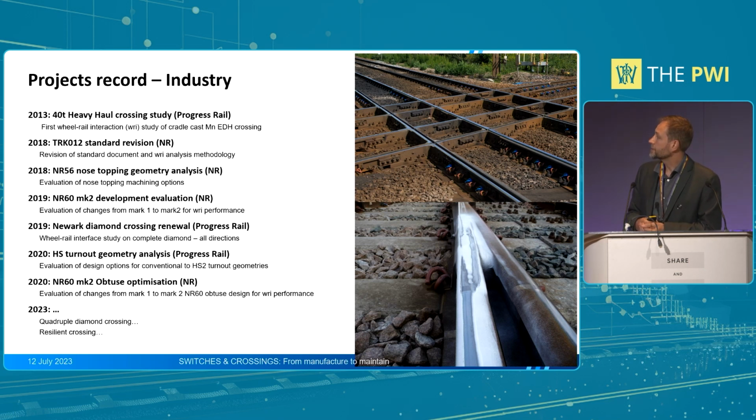We looked at high-speed turnout geometry, linking between HS2 and the standard railway, just deciding on clothoidal versus other types of design used in Europe. All this doing some simulation work. Also did a lot of work on revision to the TRK012 standard some years ago. That was presented 4 years ago at the PWI.